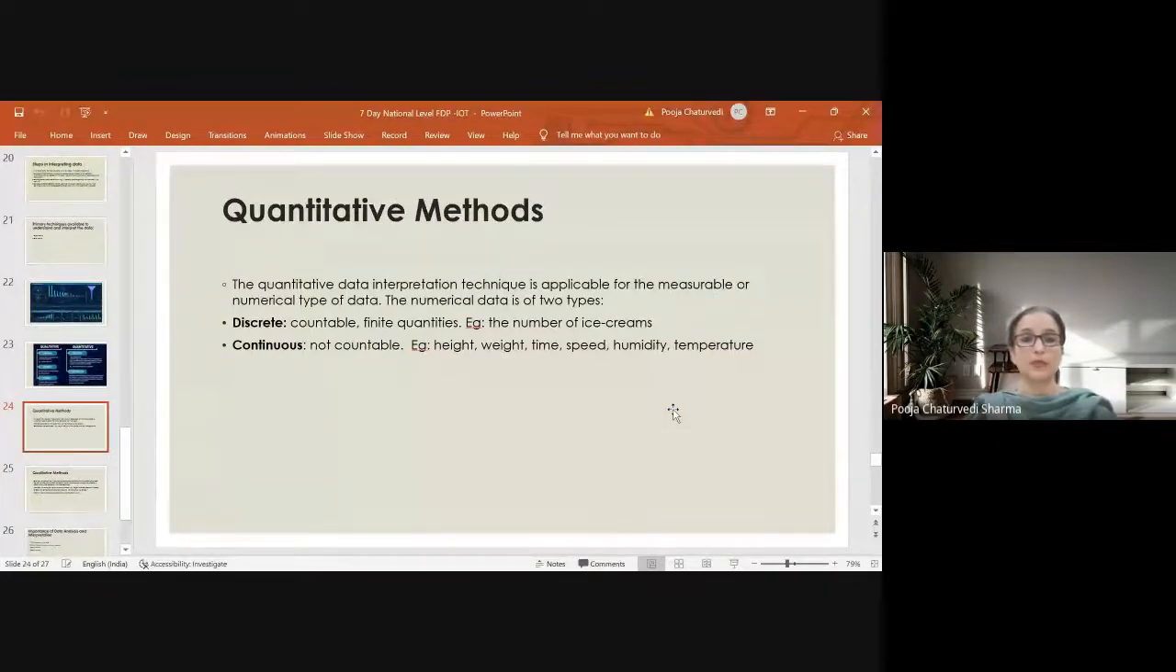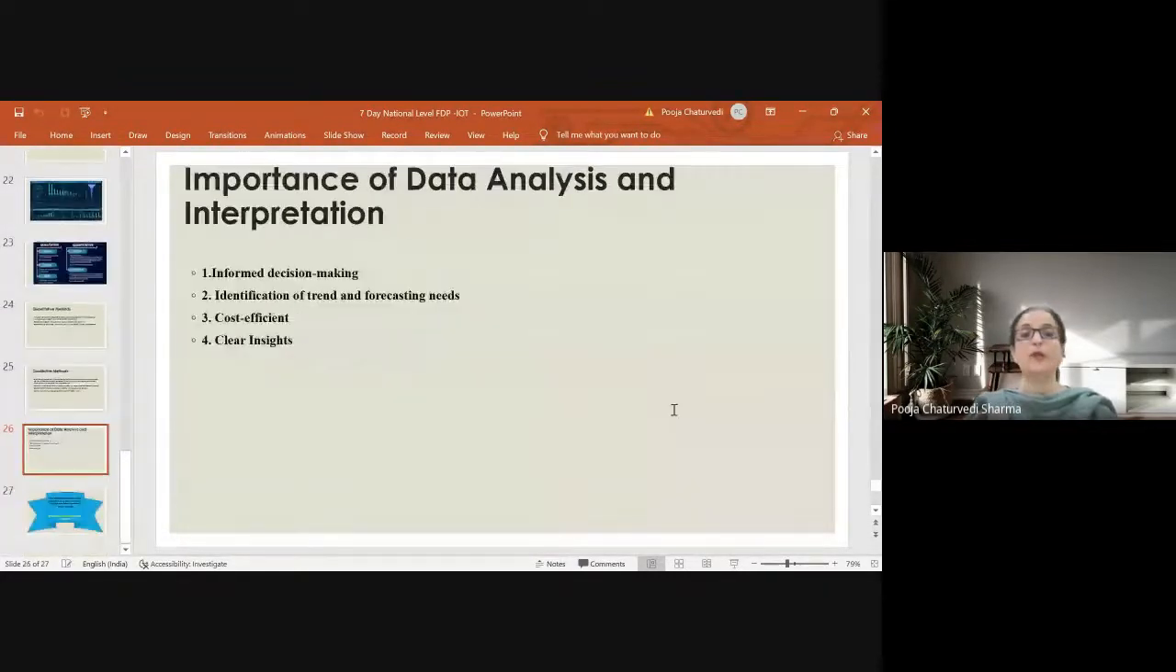We've talked about quantitative, we've talked about qualitative. Finally, the last slide: importance of data analysis. Why is it important? Because it helps us to make informed decisions. If you have correctly done data analysis and rightly done interpretation, then whatever you have analyzed and interpreted, you will be able to take it further through correct decision making. Identification of trend and forecasting.